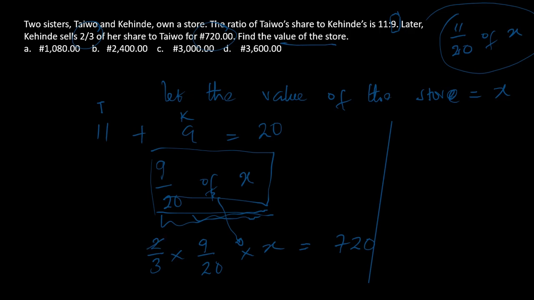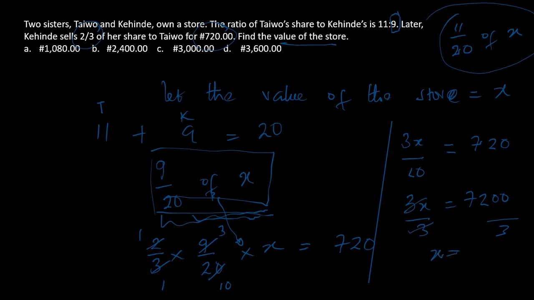Once I simplify this, 2 goes into 2 once and into 20 ten times, 3 goes into 3 once and into 9 three times, and I'm left with 3 over 10. So multiplying by x, I get 3x over 10 is equal to 720. Remember, x is the total value we are looking for. If I cross multiply, I have 3x equal to 7,200. Dividing by 3, x is equal to 2,400. 72 divided by 3 is 24. So x is equal to 2,400 naira.